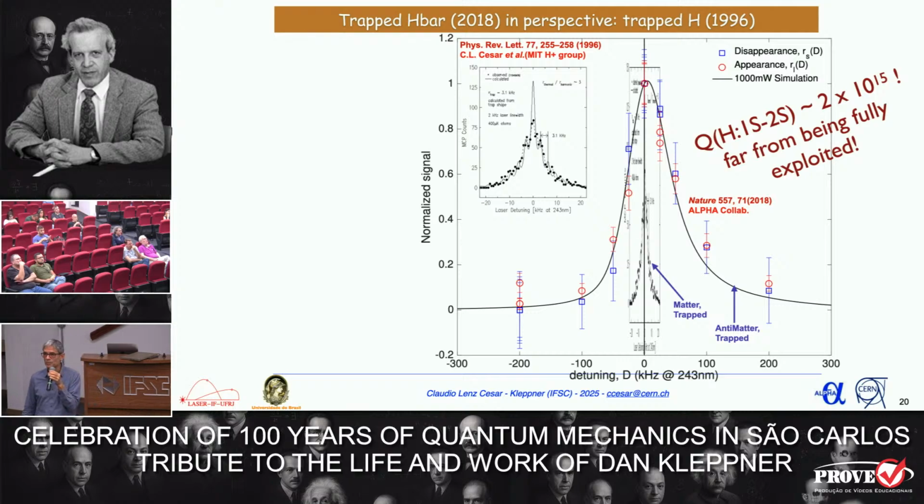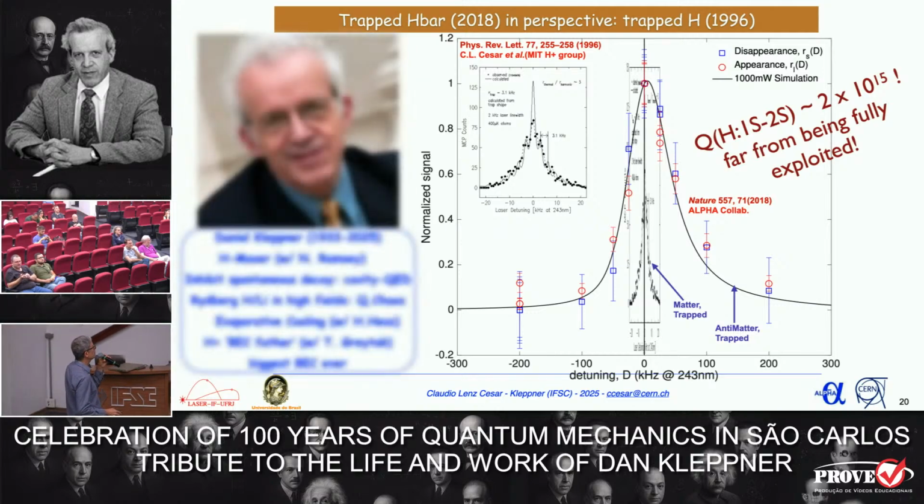Because our atoms were at around 300 millikelvin, okay? While our anti-atoms and our atoms were 400 microkelvin. So we are far from exploring or exploiting fully this quality factor of this transition.